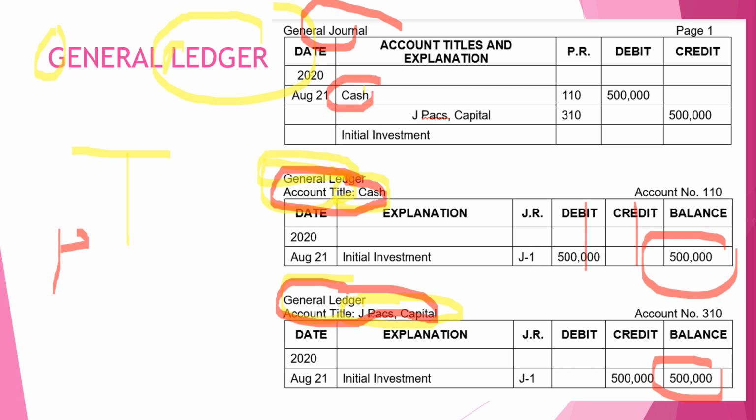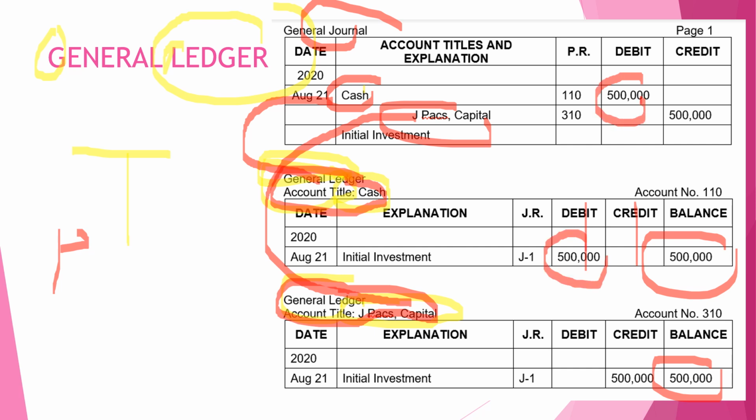So we have accounts here, cash and JPAX Capital of the General Journal. We post it to the general ledger. We transfer here the cash, then the capital, we post it here to the general ledger. Debits in the journal are now correspondingly posted as debits in the ledger. The debit here is posted to the debit in the ledger with the account cash. The credit here, 500,000, is posted to the credit column of the general ledger.